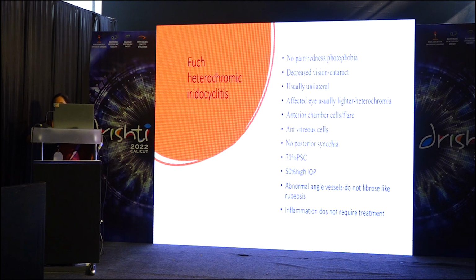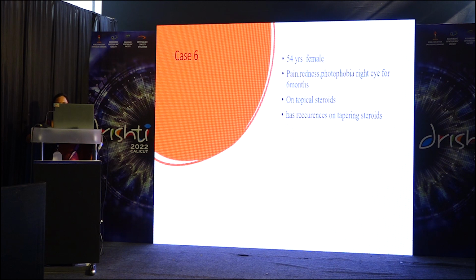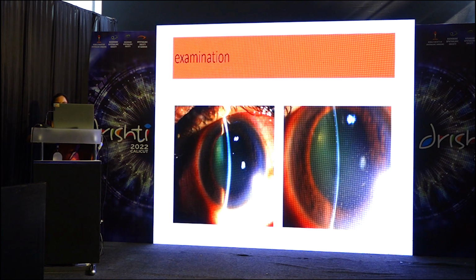The significant features are it's usually unilateral, and the patient presents with decreased vision, usually due to cataract. There are no posterior synechiae. There could be cells in the vitreous, and usually the inflammation does not require treatment. Now, this is a 54-year-old female with pain, redness, and photophobia for over 6 months. She was on steroids, had recurrences on tapering them. Now, if you see, there are large mutton fat KPs with Koeppe's nodules, significant AC reaction. We are dealing with chronic granulomatous anterior uveitis.